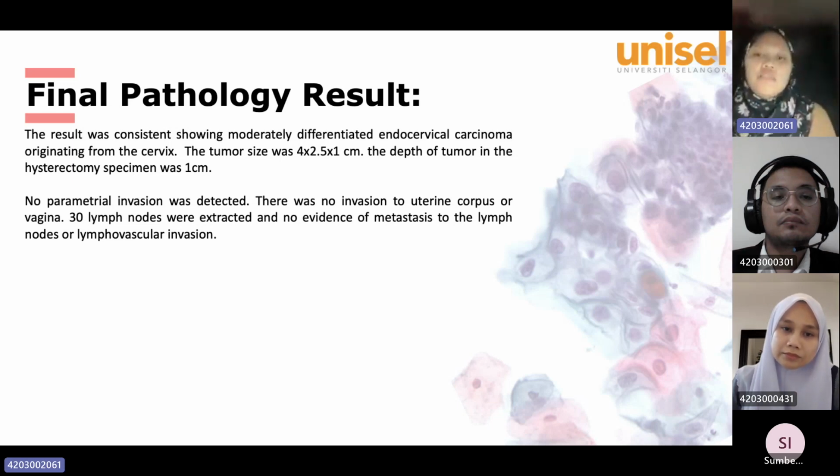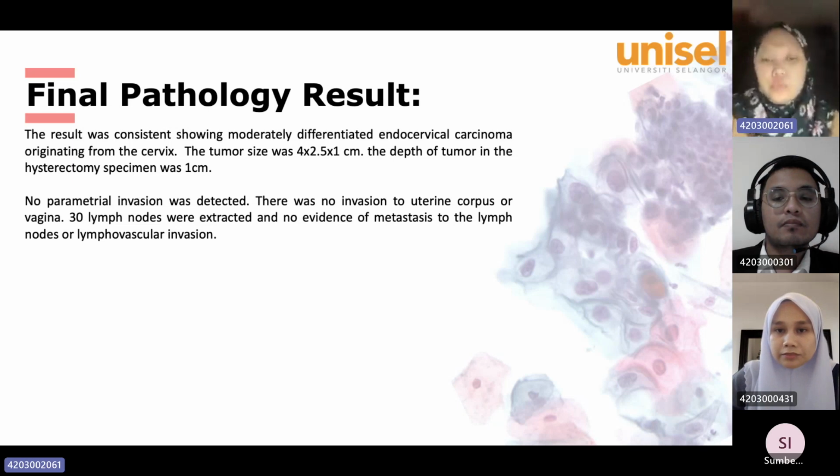The depth of tumor in the hysterectomy specimen was 1 cm. No parametrial invasion was detected. There was no invasion to the uterine corpus or vagina. 30 lymph nodes were extracted and there was no evidence of metastasis to the lymph nodes or lymphovascular invasion. This means it is still a localized tumor.